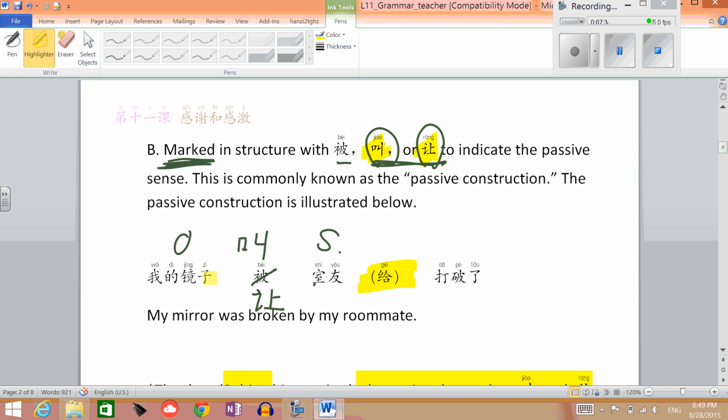Like a ghost story. 让 also means to let or to allow someone to do something, to give permission for someone to do something. So without 给, if you take out 给 here, then it would sound like my mirror is allowing my roommate and broken. It doesn't make sense at all. So please write down your own notes here. When you use 叫 or 让 as a passive sense or passive sentence marker, you have to use 给. 给 is no longer optional. Okay, 给 is no longer optional. So that's very important.